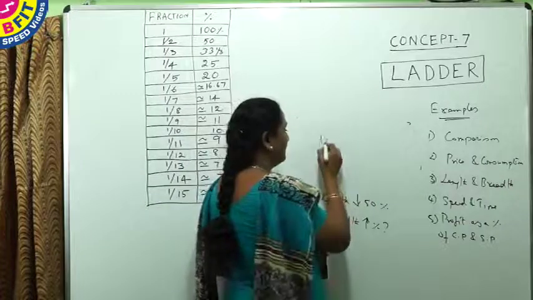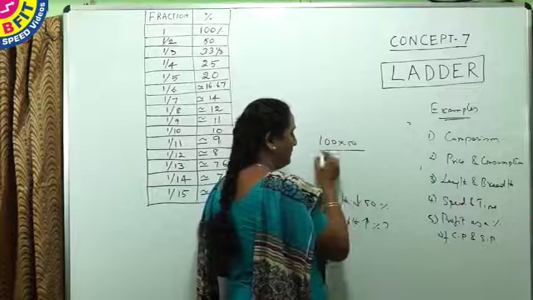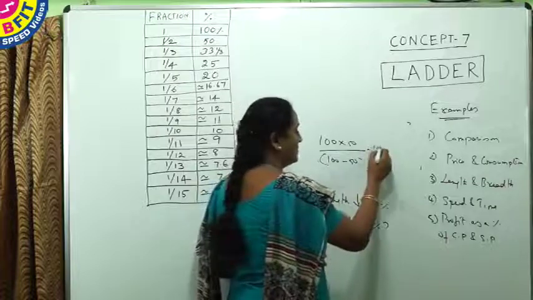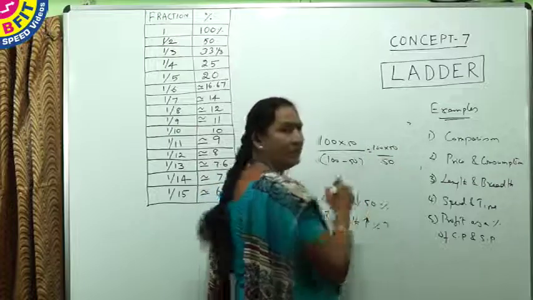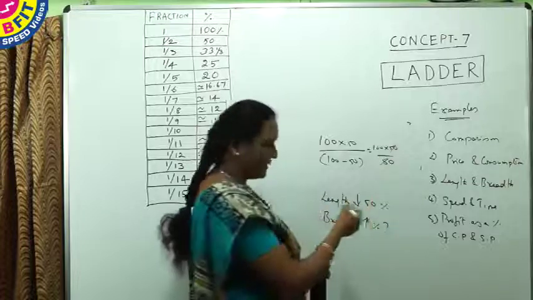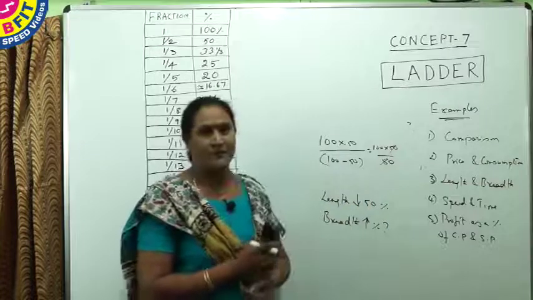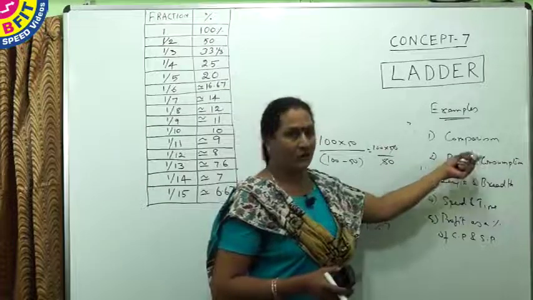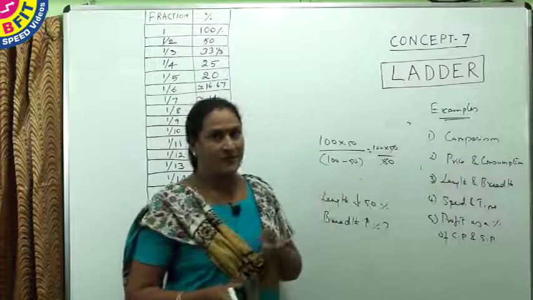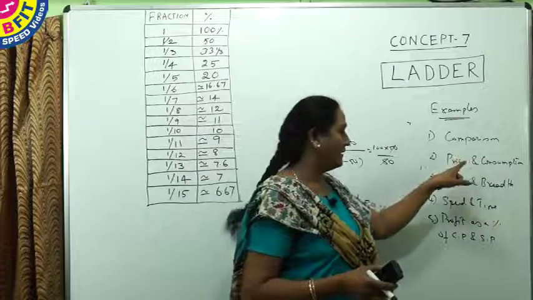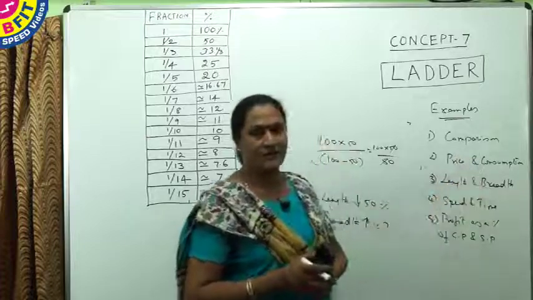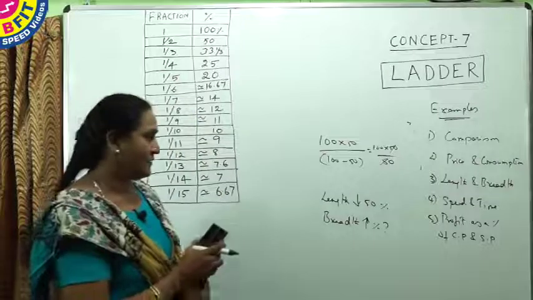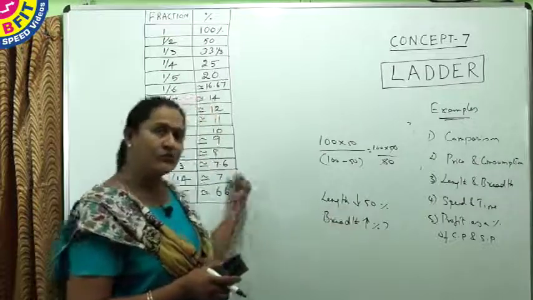So using this, 100 into 50 by, as it is decreased, 100 minus 50, which is equal to 100 into 50 by 50. The breadth should be increased by 100%. And now without working all this, for this concept, where one variable is maintained, and to maintain that factor the other two factors vary inversely, just using this ladder, we can arrive at the answer within seconds. So we'll see how to use this ladder.